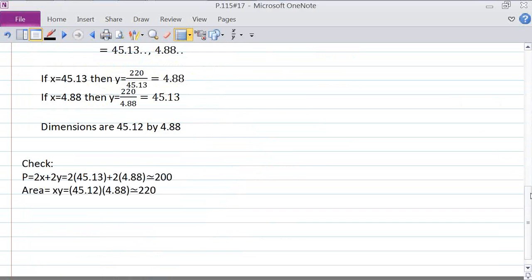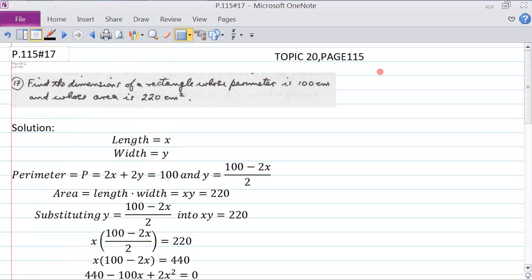In this problem, we're told to find the dimensions of a rectangle whose perimeter is 100 and whose area is 220. So let the length equal x and the width equal y. What do we know? The perimeter of this rectangle will be twice the length plus twice the width, and that will equal 100, because I'm given that here, so I know what the perimeter is.